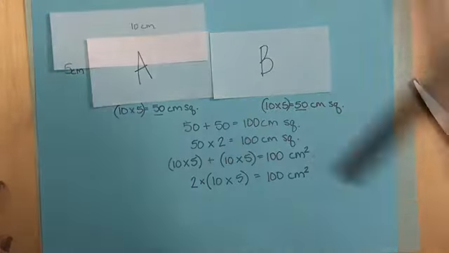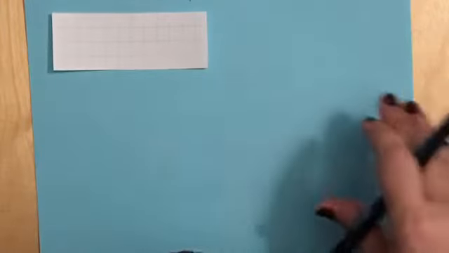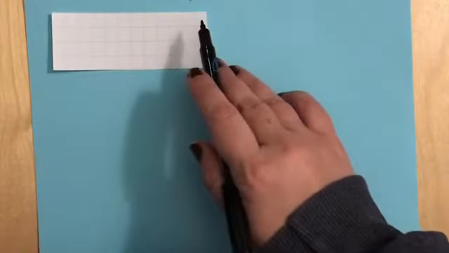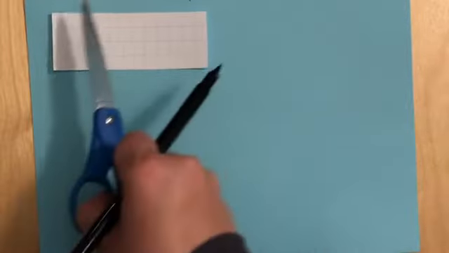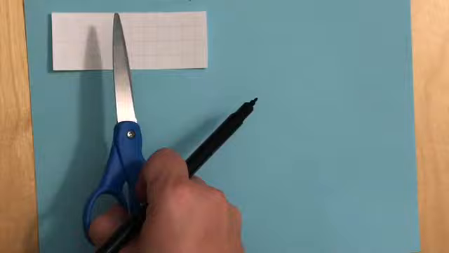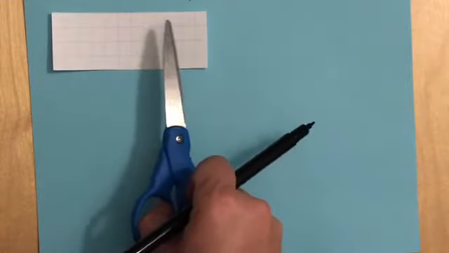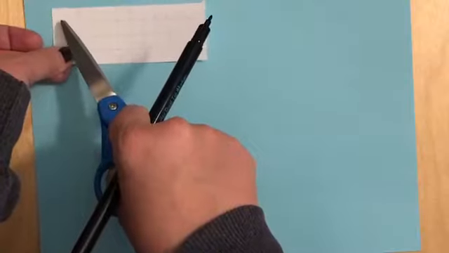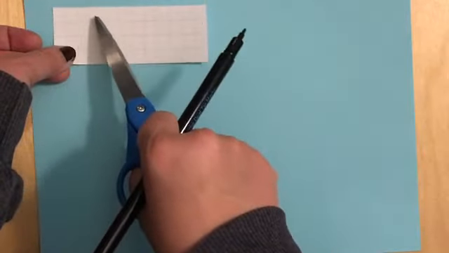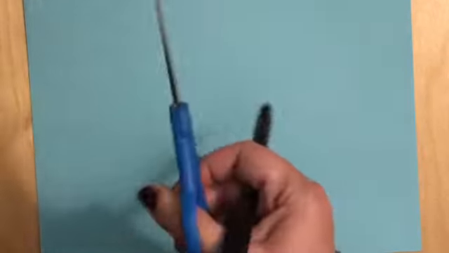Let's try another one. Okay, now I have a rectangle that is 12 centimeters long by 4 centimeters tall. Think about where I can cut this so that I cut it in half. Where should I cut it? Here, here, here. No, yes, no, yep. I should cut it right in the middle here after 6 because 6 plus 6 is 12. So 1, 2, 3, 4, 5, 6.